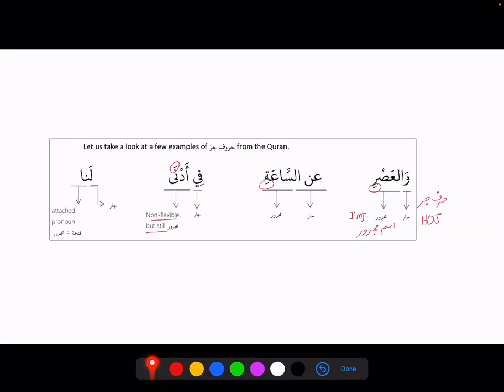Then we have lana. So again, what did I say about this Harf-Jar when it's attached to an attached pronoun? It is going to take fatha sound, right? So lahu, lahum, and lana. Only the exception is with li. So when it comes to ana, it will be li, otherwise it is going to take fatha.